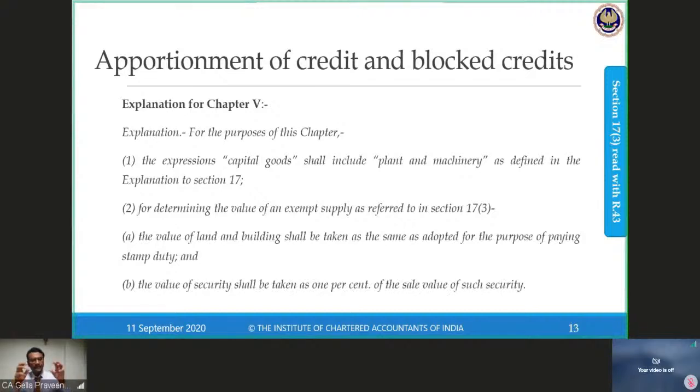Second example, when you deal with securities, the value of security shall be treated as 1% of the sale value. When I do the calculation of exempt supply, there is one example, friends, just keep in mind. Whenever there is a sale of security, I'll not take the entire value of security, only 1% of that sale value. It is not profit. Sir, I purchased for 3 lakhs, I've sold for 4 lakhs, like a used vehicle. Should I consider only 1 lakh? Answer is no. 1% of the sale value of security shall be considered as the value of exempt supply.